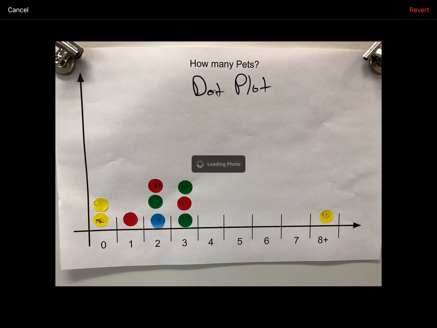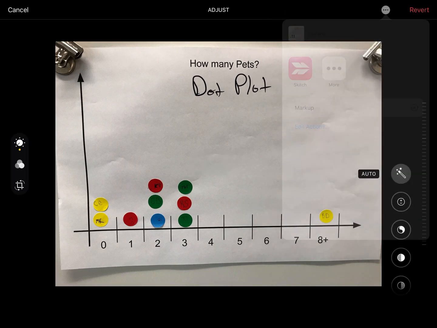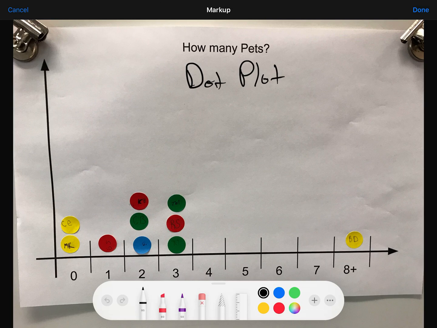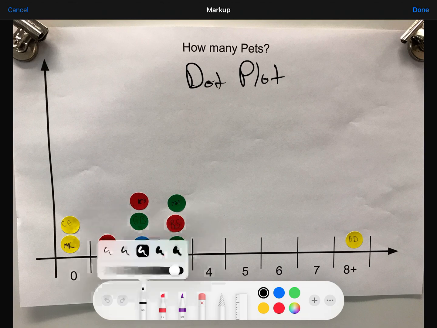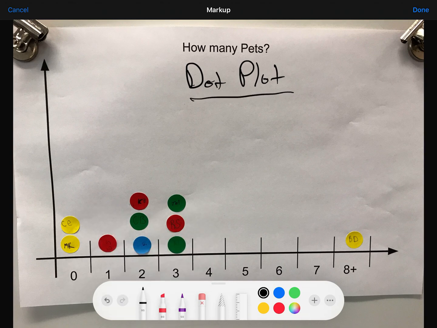We are waiting for that to edit. There we go. And so now that I can at least take a chance to kind of draw on this, this is just one example from one of the classes here the other day. And what I have down there at the bottom is called a dot plot. And this question was how many pets?